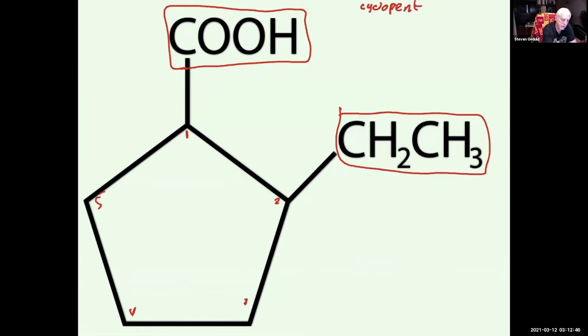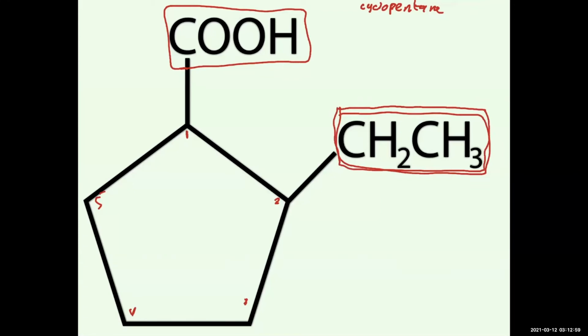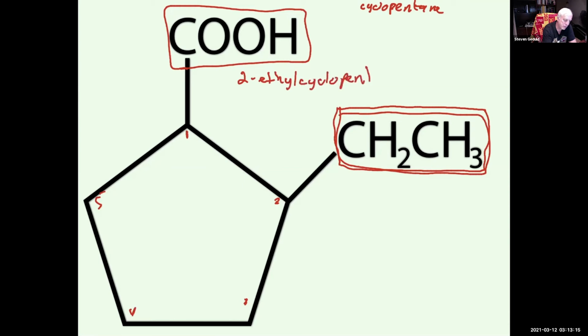Cyclopentane. Okay. Again, the number 1 carbon is always going to be at the carboxylic acid. And number 2, what's the attachment group we have in the number 2 position here? Ethyl group. Ethyl group, perfect. So we've got 2-ethyl cyclopentane, left with our carboxylic acid.